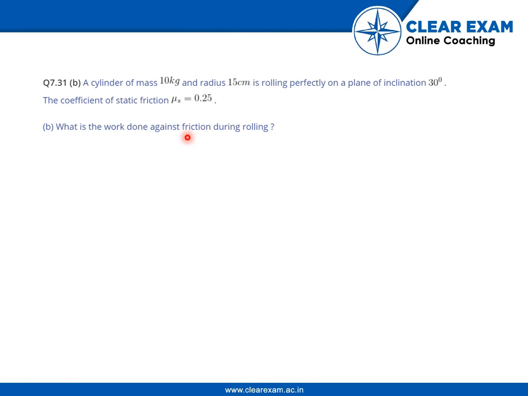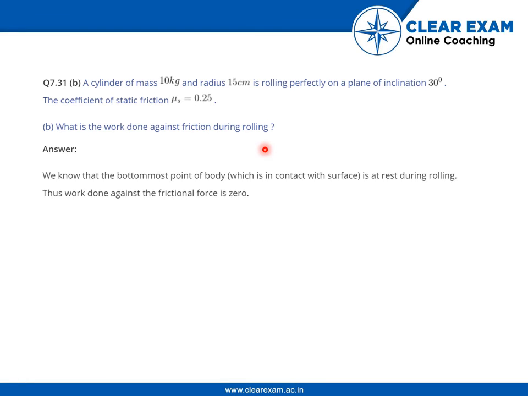What is the work done against the friction during rolling? We know that the bottommost point of the body, which is in contact with the surface, is at rest during rolling. Thus work done against the frictional force is 0.